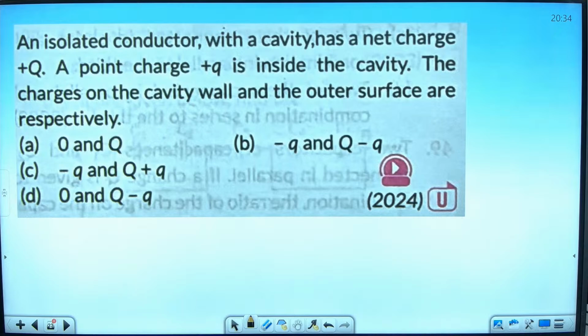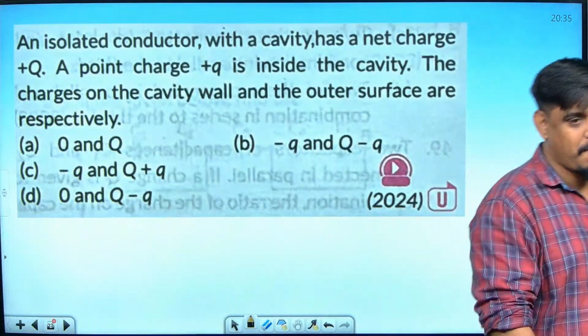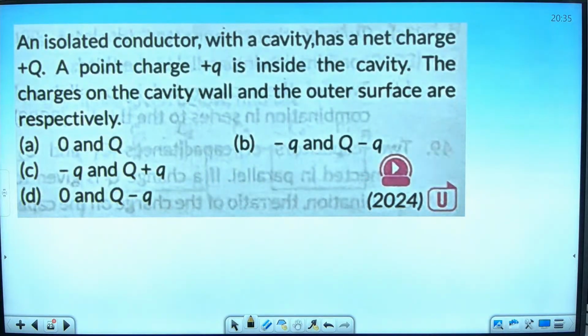A. What happened? Everybody agrees to A. Say if you have something else. You cannot solve this question. You should understand this question. What, Tarun? Agree with A?